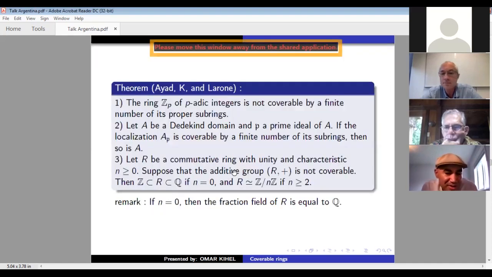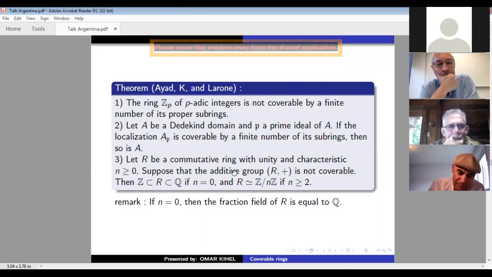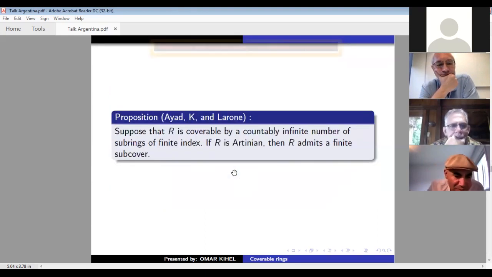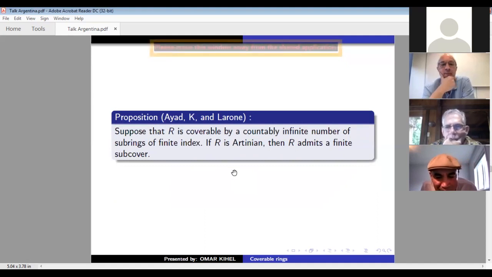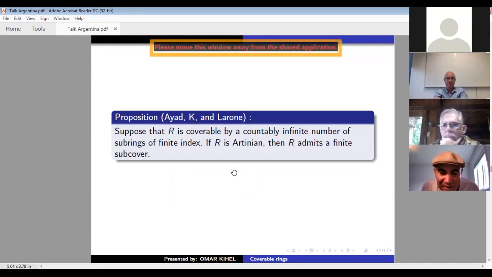Here, for example, there is a result of Ayad, myself, and my former student Laron, a former student of Claude Lévesque, Antonio Lé, and myself. The first one is just an example: the p-adic integers Z_p are not coverable by a finite number of proper subrings, and so on. Okay. I think I will move on. For example, if R is coverable by a countably infinite number of subrings of finite index, and if you suppose R is Artinian, then R admits, and so on.